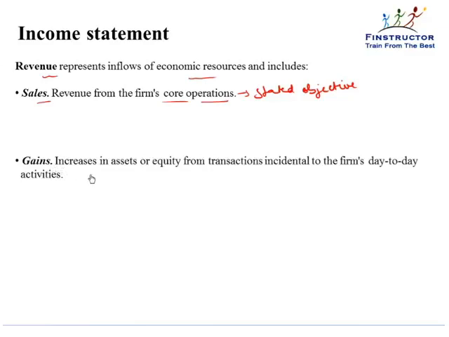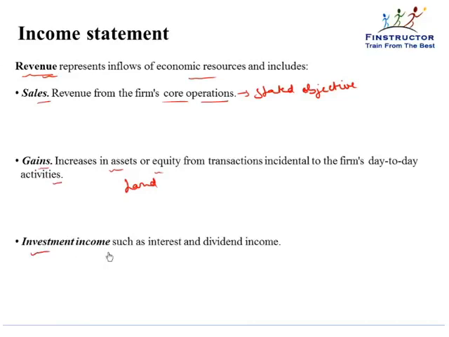Gains are also profits, or there are increases in the value of the asset and hence the increases in equity that result from incidental operations. So let's say I had some land historically that I sold in this period. So the gain that I'm achieving on that land sale will be categorized as a gain. So it is also a part of the revenue account. However, it's not from the core operations and is not expected to repeat every period and hence is represented separately as gains from transactions that are incidental to the firm's day-to-day activities.